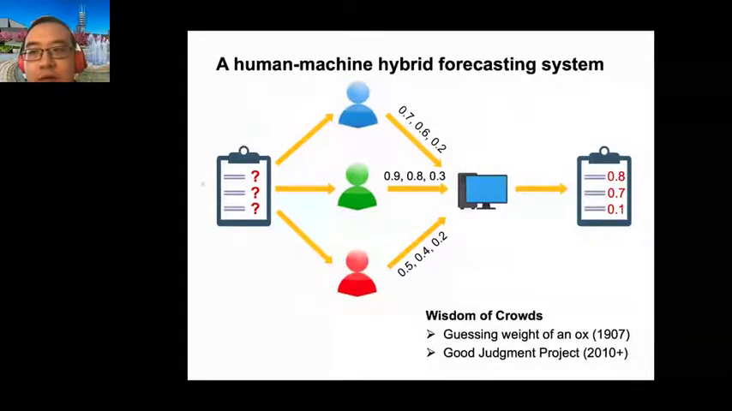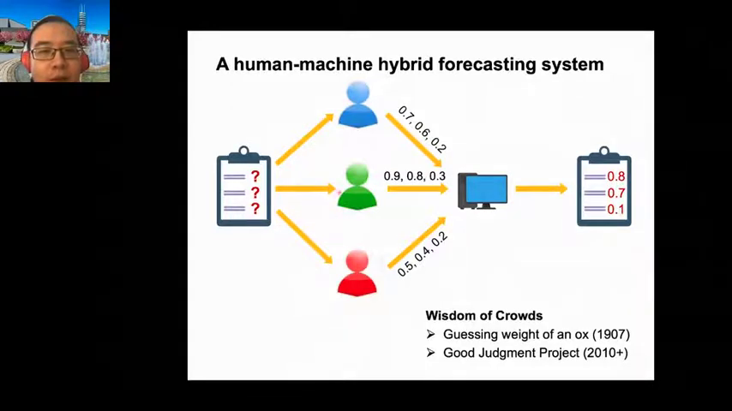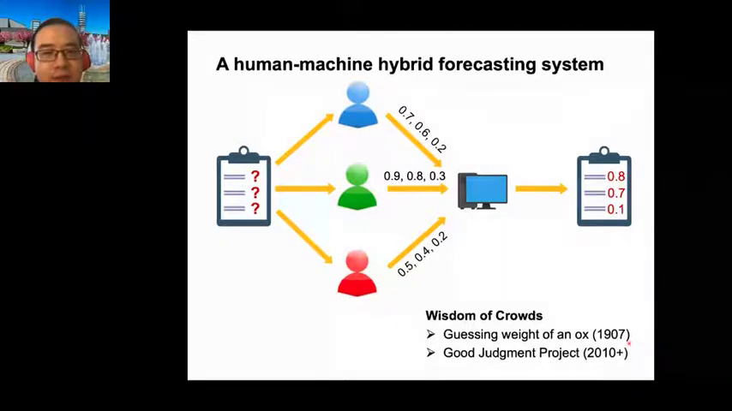So this is a typical one-shot human-machine hybrid forecasting system. We have a set of forecasting questions of interest, and we ask a pool of people to make predictions. And then we use a machine learning algorithm to aggregate these predictions into final predictions. This approach is also referred to as the wisdom of crowds. Its effectiveness has been documented as early as 1907 in a competition of guessing the weight of an ox, and also in recent large-scale field experiments, the Good Judgment Project, about forecasting geopolitical events.